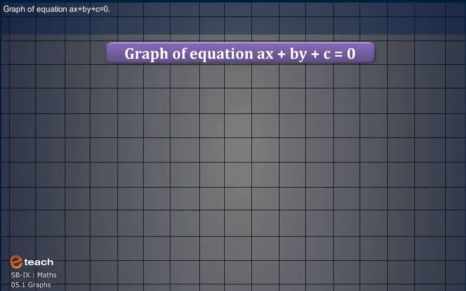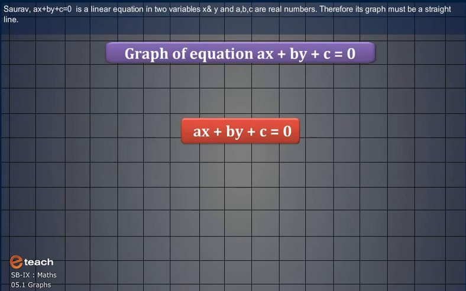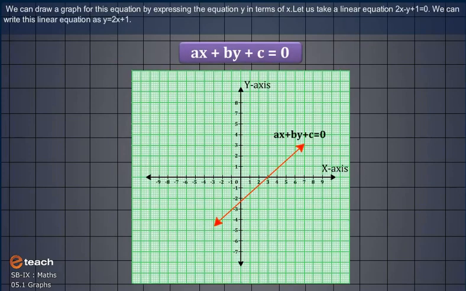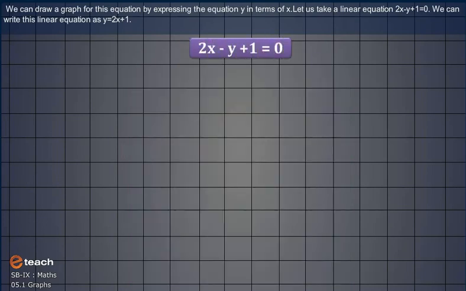Graph of the equation ax plus by plus c is equal to 0. Saurabh, ax plus by plus c is equal to 0 is a linear equation in two variables x and y, and a, b, c are real numbers. Therefore, its graph must be a straight line. We can draw a graph for this equation by expressing y in terms of x. Now let us take a linear equation 2x minus y plus 1 is equal to 0. We can write this linear equation as y is equal to 2x plus 1.